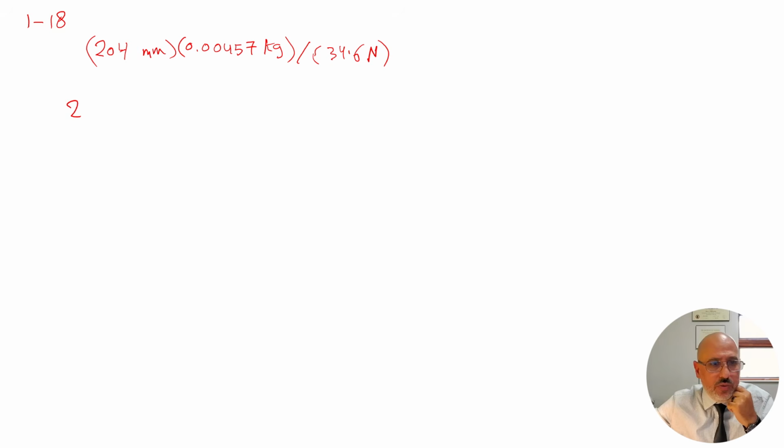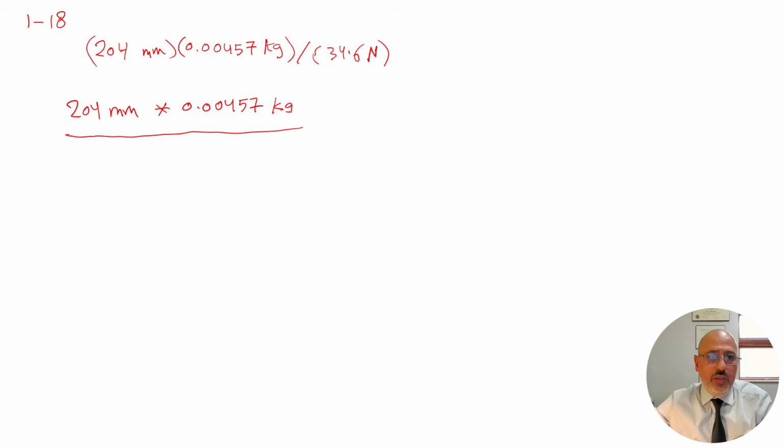I will put it like 204 millimeters multiplied by 0.00457 kilograms, and then I will put the denominator 34.6 newtons. And then I will start simplifying it. I'm simplifying the prefixes. So this is the same as 204 multiplied by 10 to the power minus 3. That's your milli.